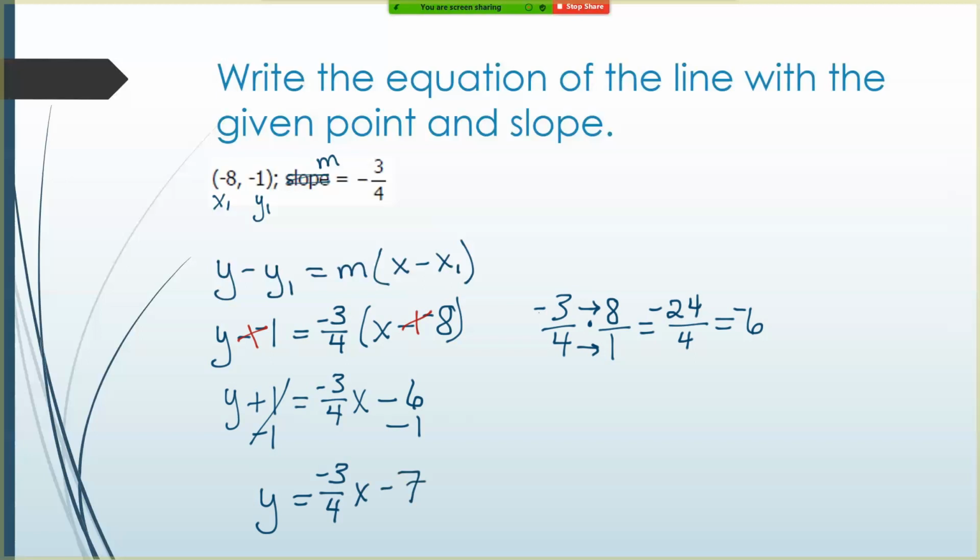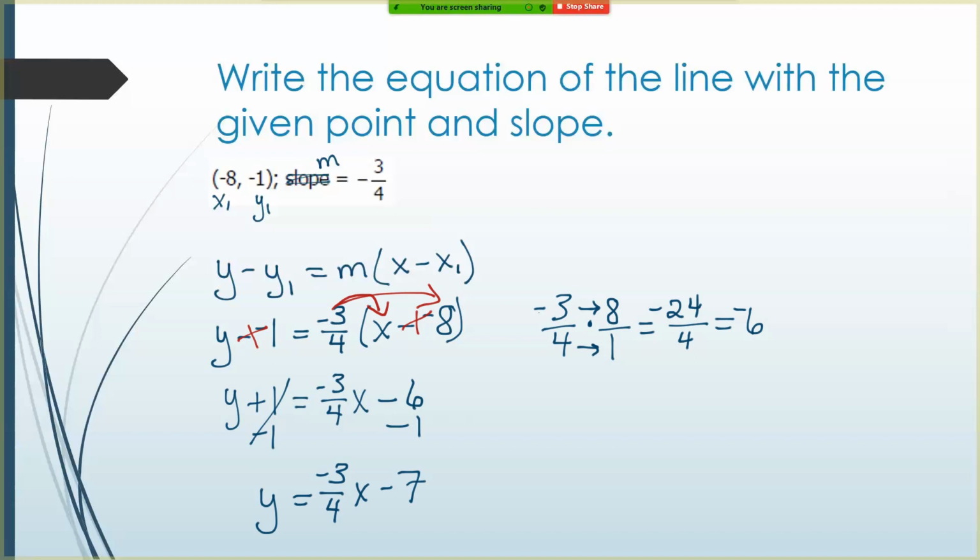All right, so when I plug things in, I had y minus -1, which becomes a +1. My slope -3/4, and then in parentheses x minus -8. Change that minus and negative to a positive. And then your next step is to distribute the -3/4 times the x, which gives you -3/4 x, and then -3/4 times 8.